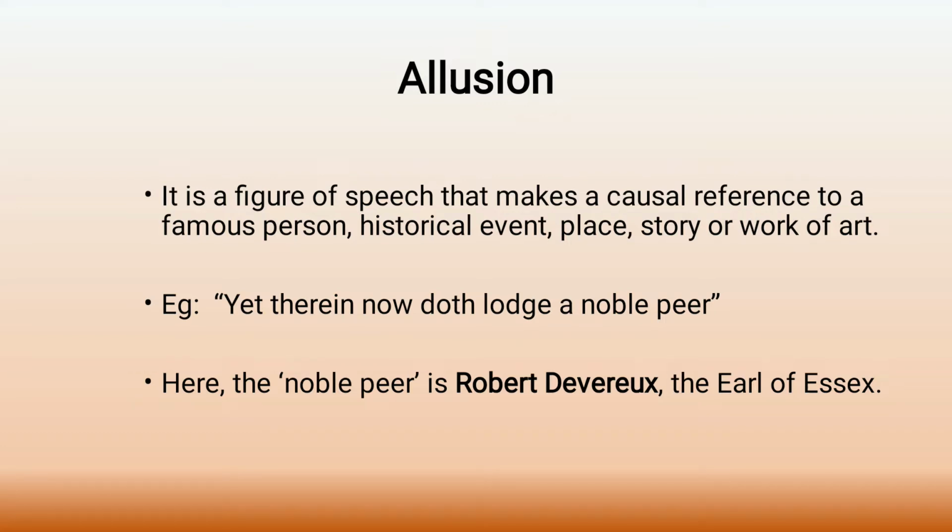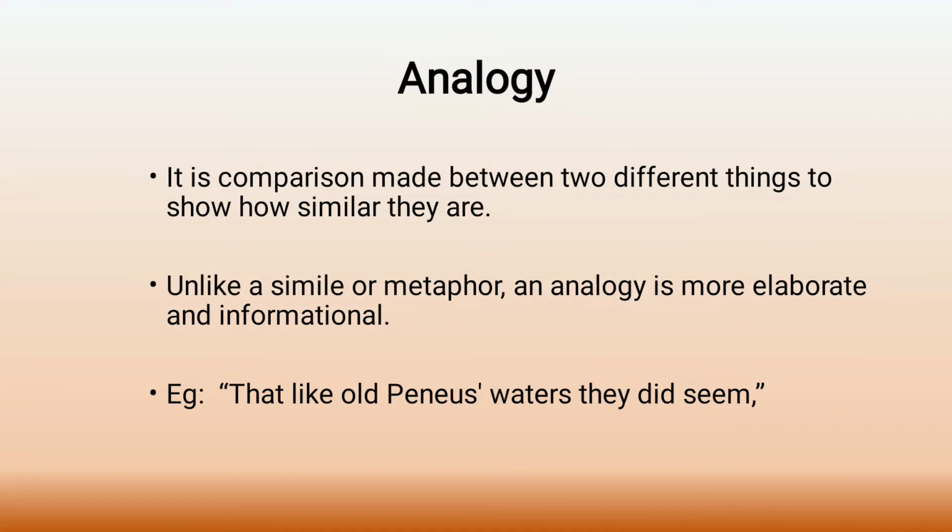Here in this poem we have an example for allusion, and the best example is the noble peer. See the line, "Yet therein now doth lodge a noble peer." It's a line taken from the poem Prothalamion. Here no name is mentioned for the noble peer, but when we do the research we will understand that the noble peer is none other than Robert Devereux, who was the Earl of Essex. So the noble peer stands as an allusion within the poem.